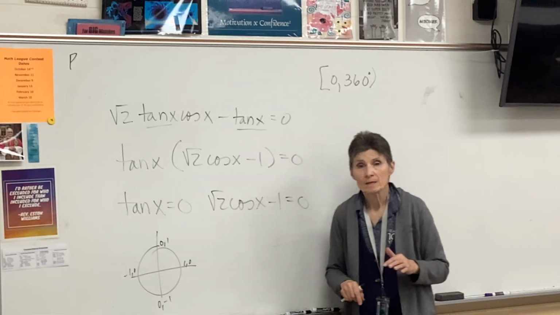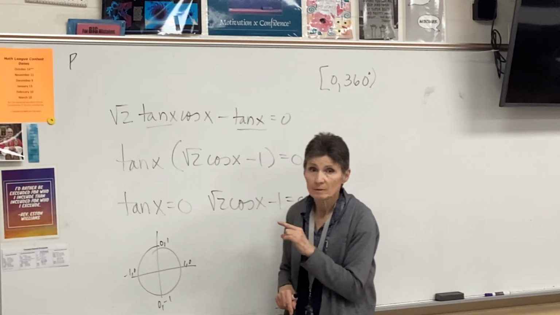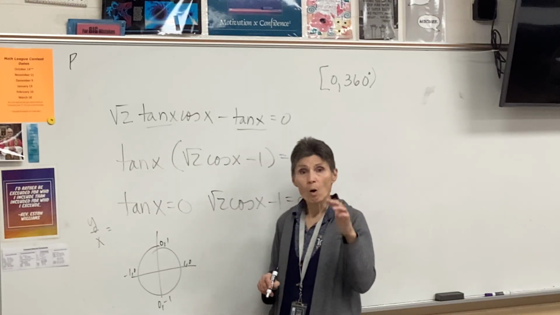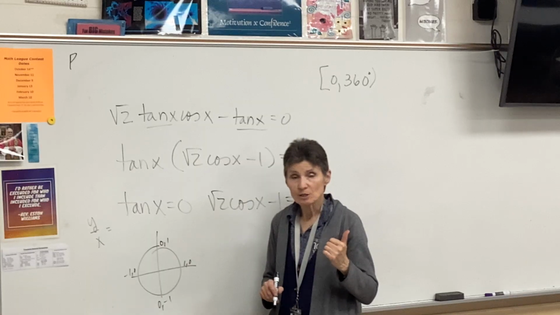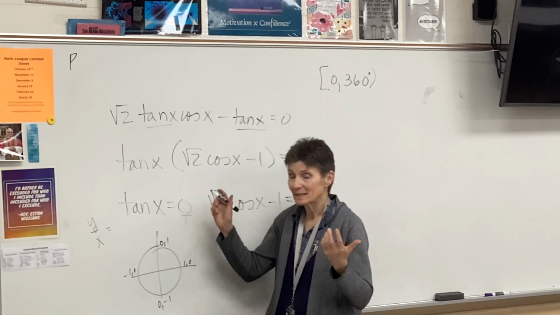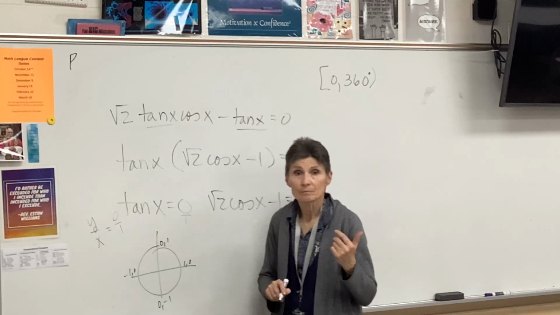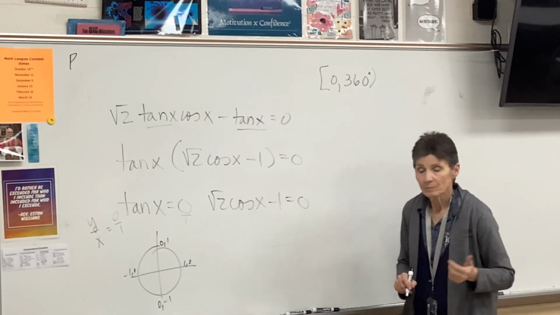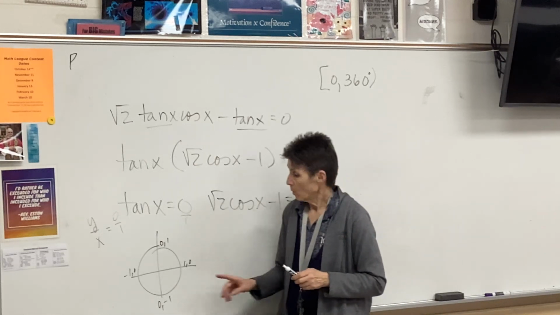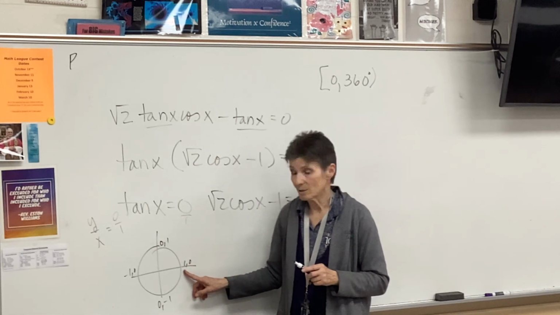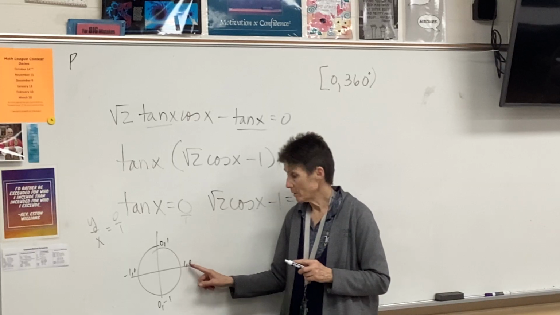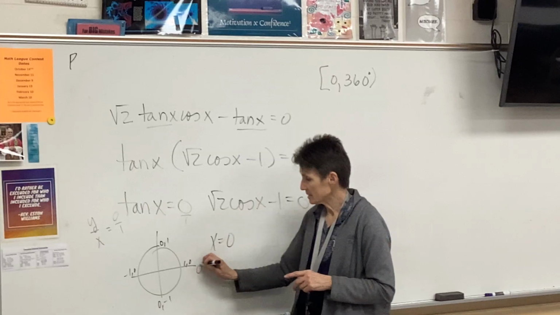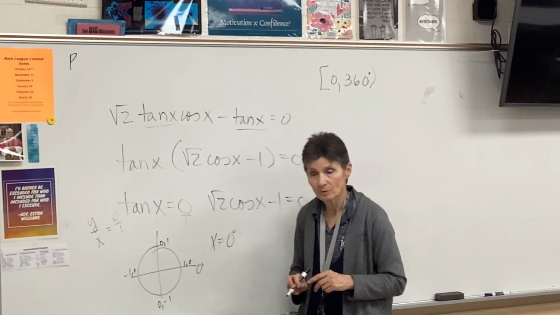Okay? Now, remember, tangent is y over x. And we need y over x to be equal to 0. So I'm going to make that 0 over 1. So I need to look around the circle. Where do I put y over x and get 0? Doesn't it happen right here? Y over x? So one of my answers is 0 again. This is 0 degrees. So one of my answers is 0 degrees.